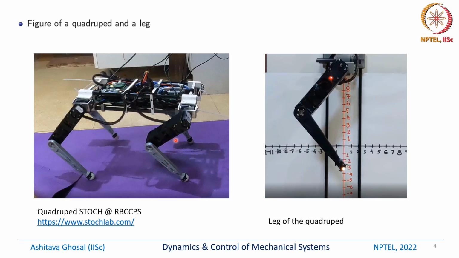So as I said, the right hand side shows one of the legs. It consists of two links. There is one link here, another link here, and there are motors at this joint and at this joint. Depending on how you move these motors, the tip of this serial chain can move in various directions and various paths in the plane. We have looked at this 2R planar robot earlier. This is very similar to that. In fact, it is exactly the same as a planar 2R robot.